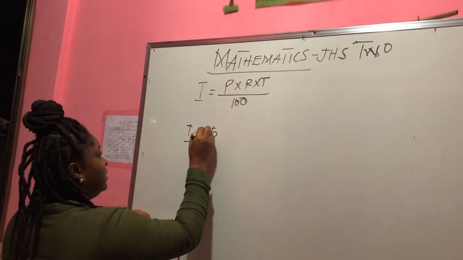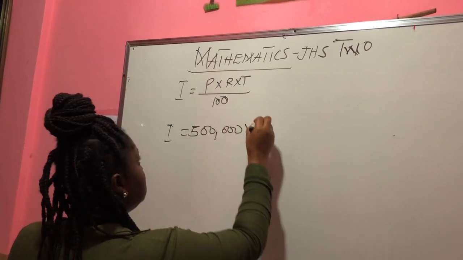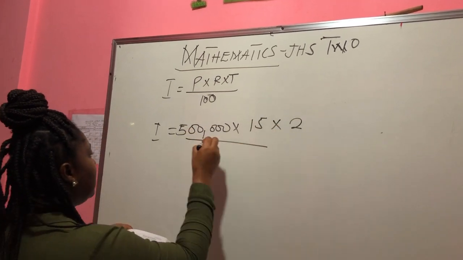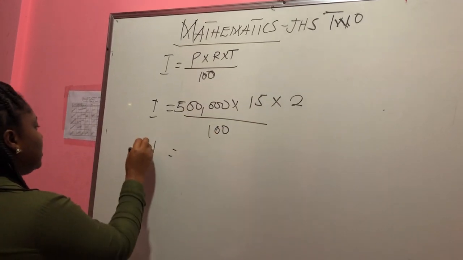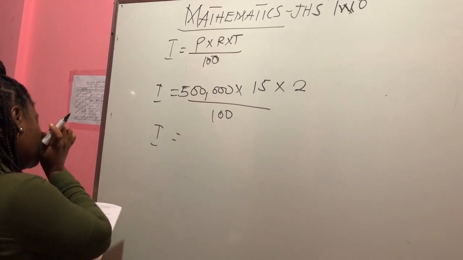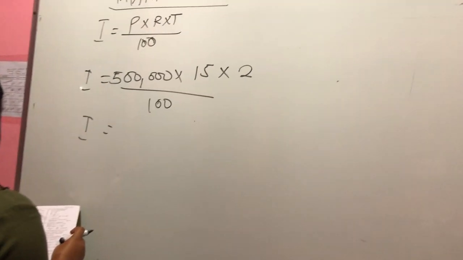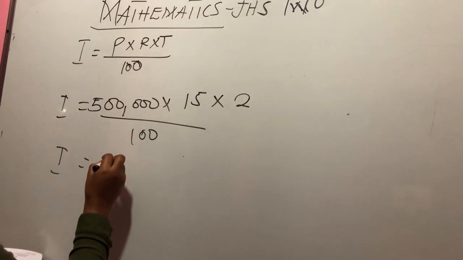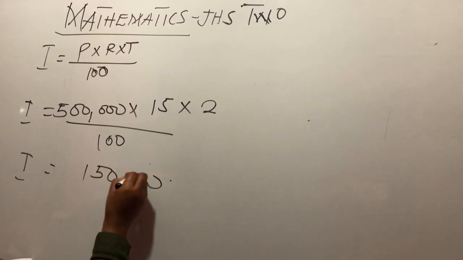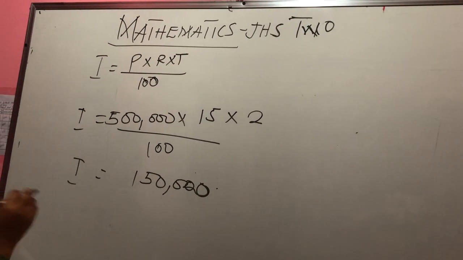Principal is what? 500,000. What is rate? Rate is 15%. What is time? 2 years. Over what? 100. If you cancel through, your answer is going to be 150,000. Okay. 150,000 is the interest that the man is paying.